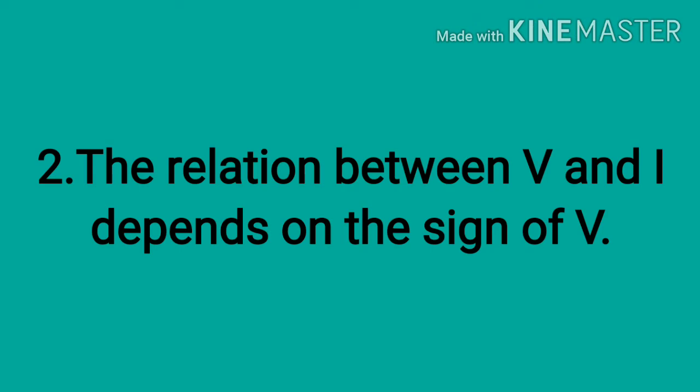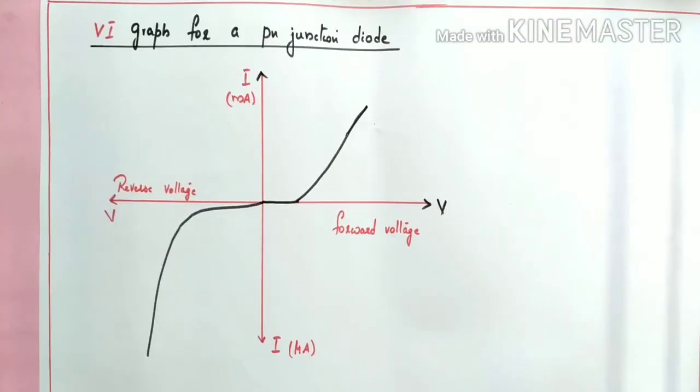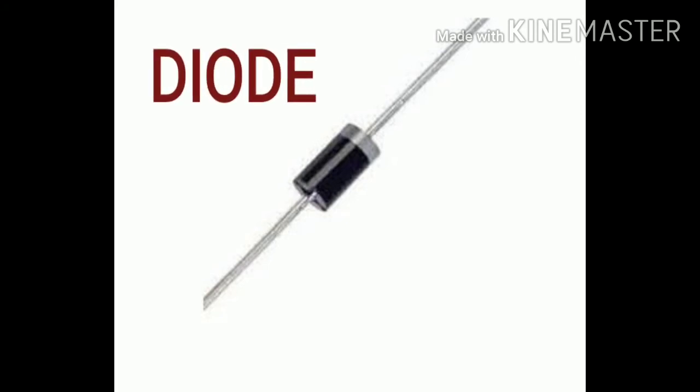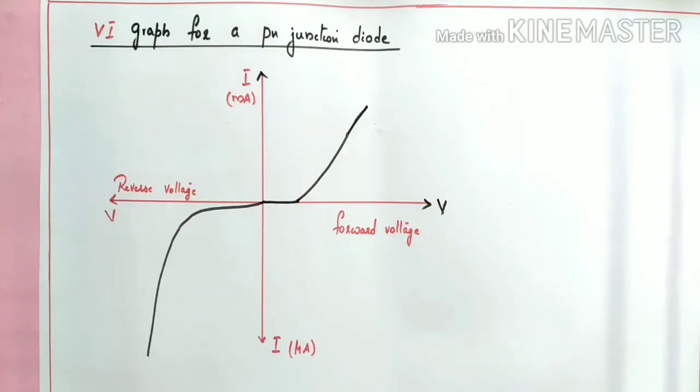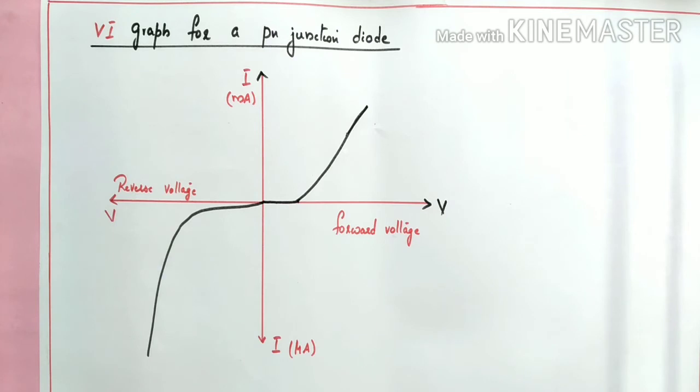Now we move on to another limitation of Ohm's law. The relation between voltage and current depends on the sign of V. Here there is a semiconductor device called the PN junction diode. The main use of a diode is that it converts AC to DC, and a diode can be connected in two ways, forward biased and reverse biased. What are diodes? What are the characteristics and properties of diodes? What are the applications of diodes? All these you will study in the 14th chapter, Semiconductor Electronics.